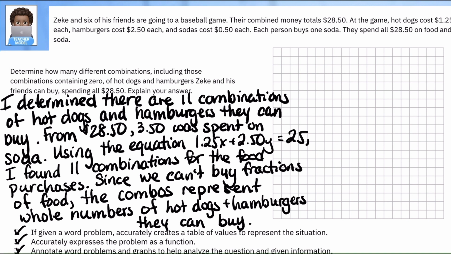Using the equation 1.25x plus 2.50y equals 25, I found 11 combinations for food purchases. Since we can't buy fractions of food, the combos represent whole numbers of hot dogs and hamburgers they can buy with, I'm going to add this, with $25. And that's it for this part. I told you it was a meaty problem, lots of different parts, but we did a fantastic job.